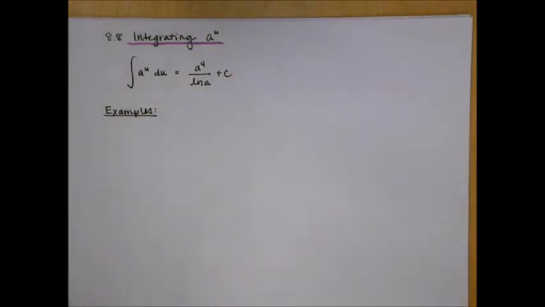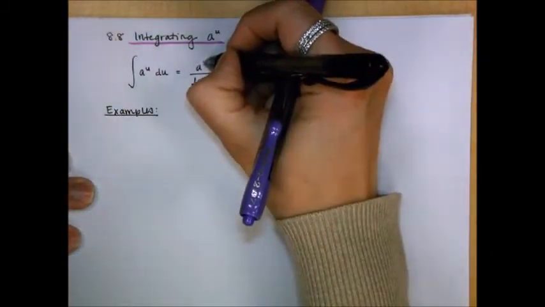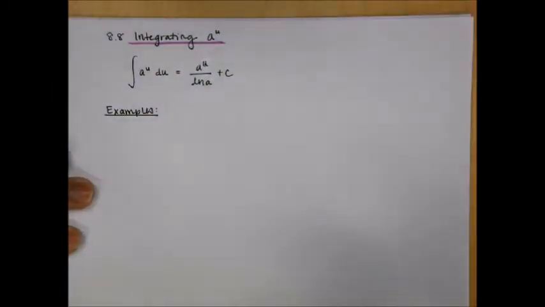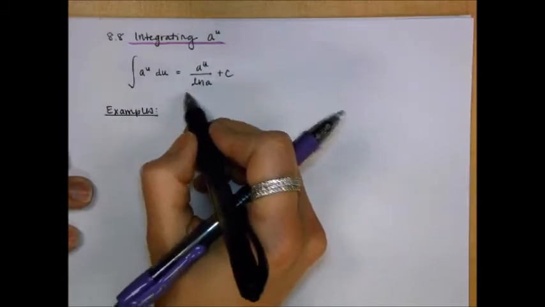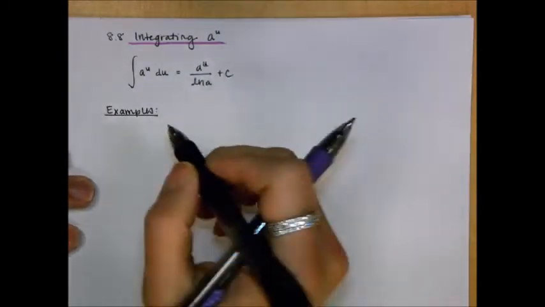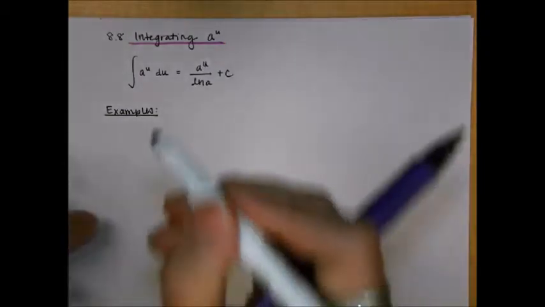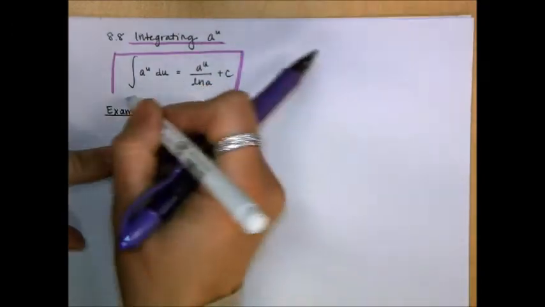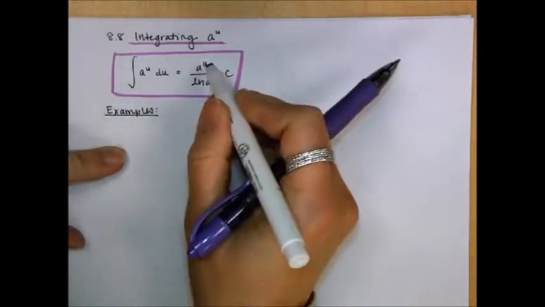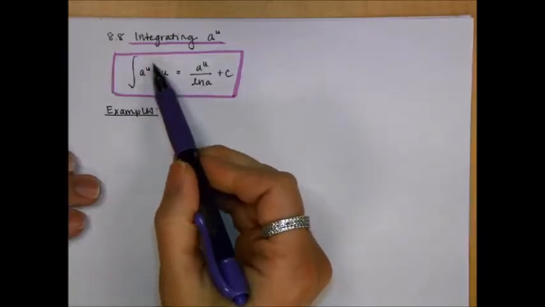I'm going to rewrite that exponent. Now, if you prefer to write it as 1 over natural log a times a to the u, you can do that as well. Otherwise, this is perfectly fine. Of course, in these problems, we're looking at u for our u substitution, and that u substitution is taking the place of the term in the exponent.